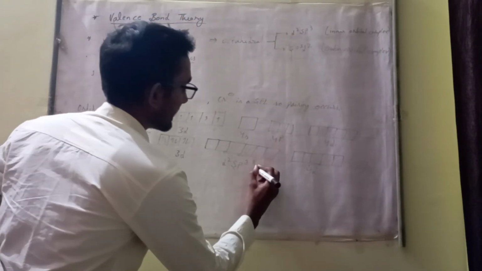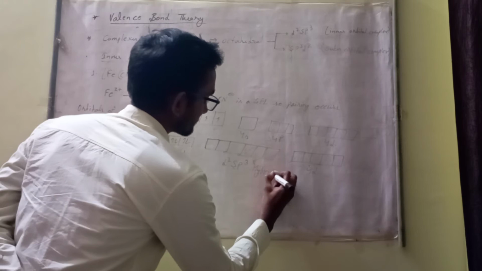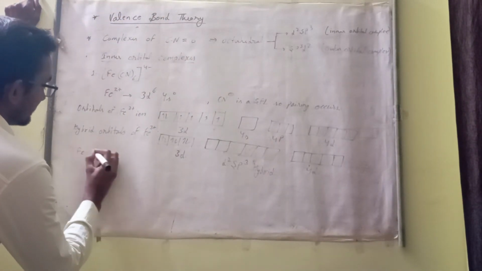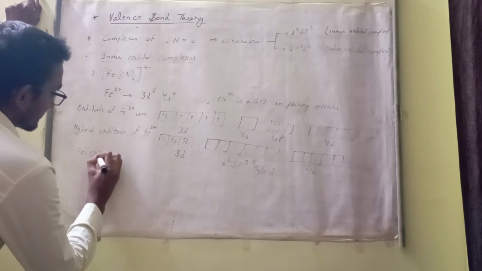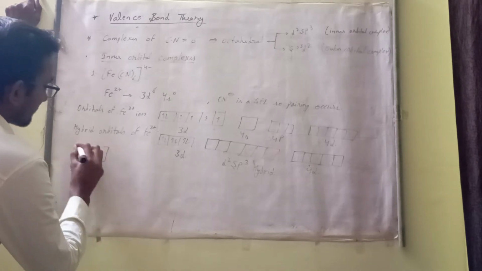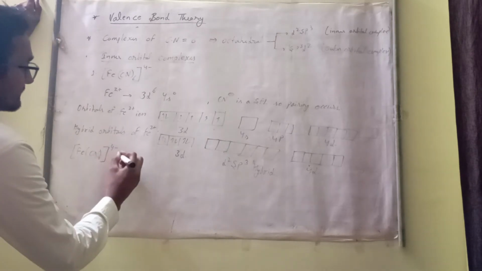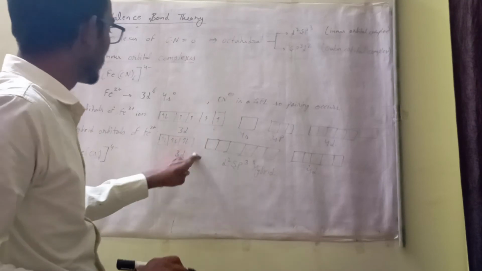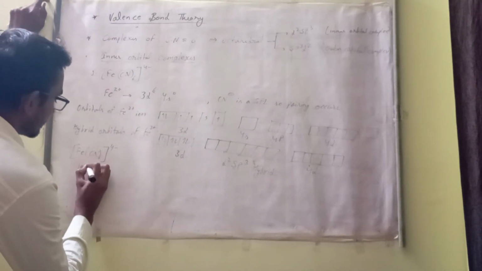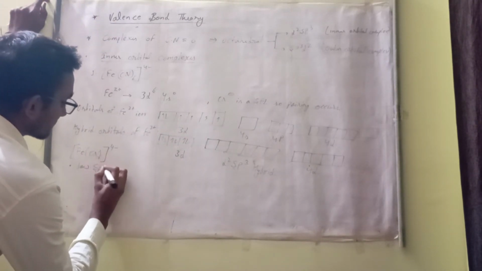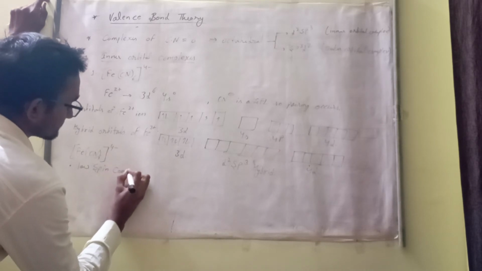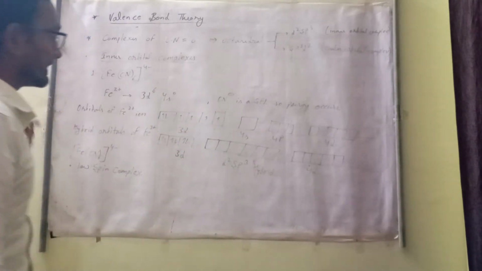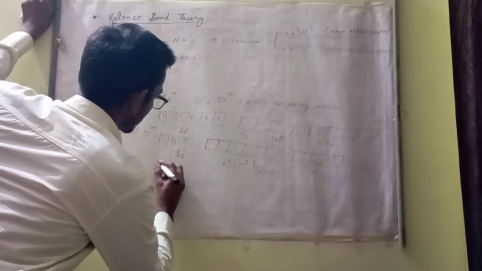As d2sp3 hybrid. [Fe(CN)6]4−. This is an inner orbital complex, a low spin complex. That means how is it formed?